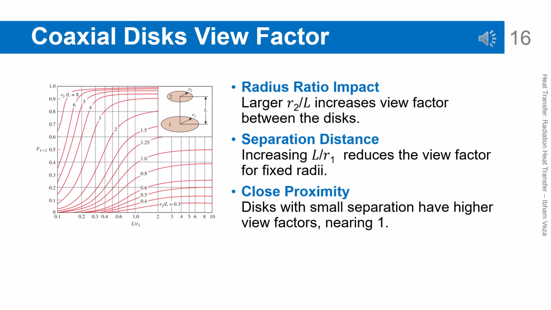Coaxial disks view factor. For coaxial disks, the ratio of radii and the separation distance are the main factors. If the upper disk radius is much larger, the view factor increases. If the separation distance increases while sizes are fixed, the view factor decreases. When the disks are very close, the view factor can approach 1. This configuration is relevant in heating systems or disc-shaped radiation sensors.